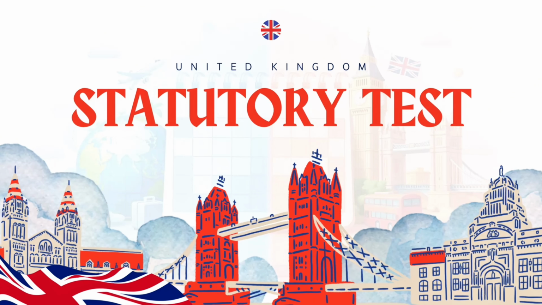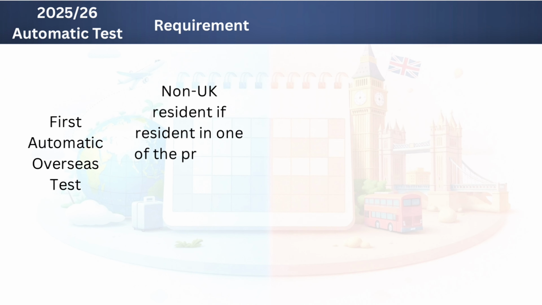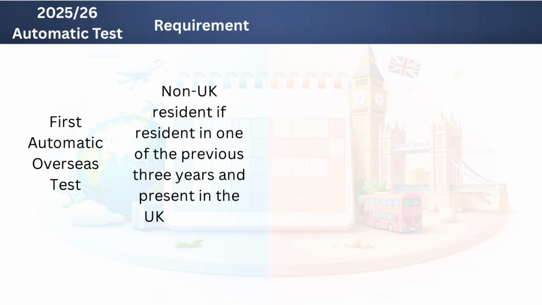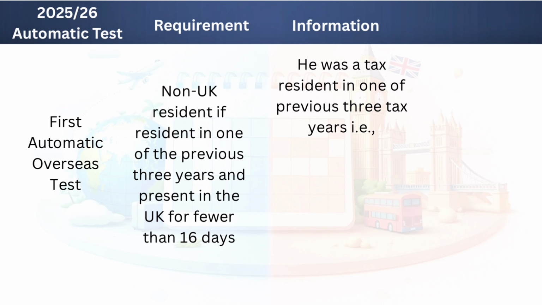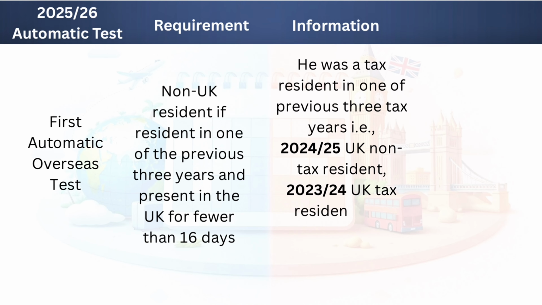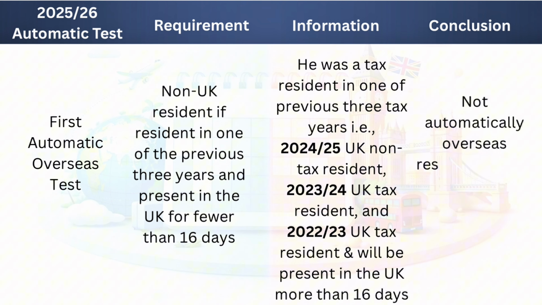The first test is the first automatic overseas test. The requirement is: non-UK resident if resident in one of the previous 3 years and present in the UK for fewer than 16 days. The information we hold is that he was a tax resident in one of the previous 3 tax years: 2024-25 UK non-tax resident, 2023-24 UK tax resident, and 2022-23 UK tax resident, and he will be present in the UK more than 16 days. The conclusion is not automatically overseas resident.